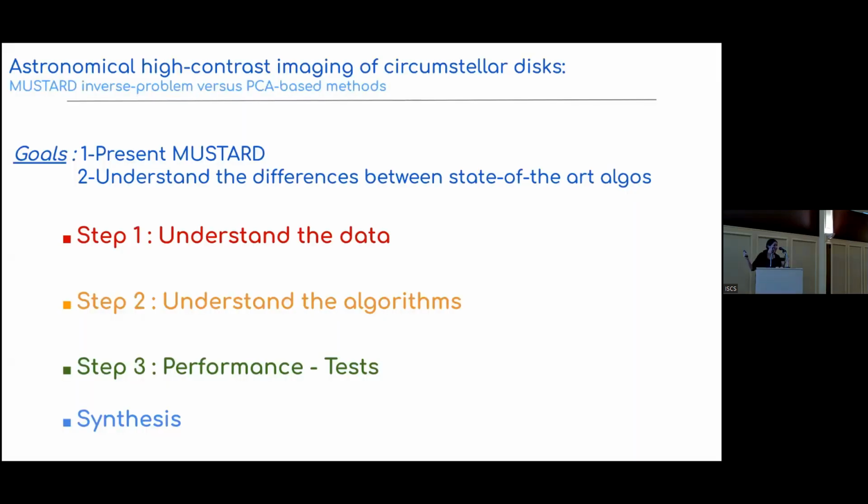The goals of this talk are twofold. The first one is to present the algorithms that have been developed, some we started, and the second one is to review the state of the art algorithms to process ADI sequences. In the first steps, we will go through the theory of what data we are looking at and the algorithms. Then I will present my test pipelines. And at the end, we'll synthesize all our observations and try to understand what's going on.